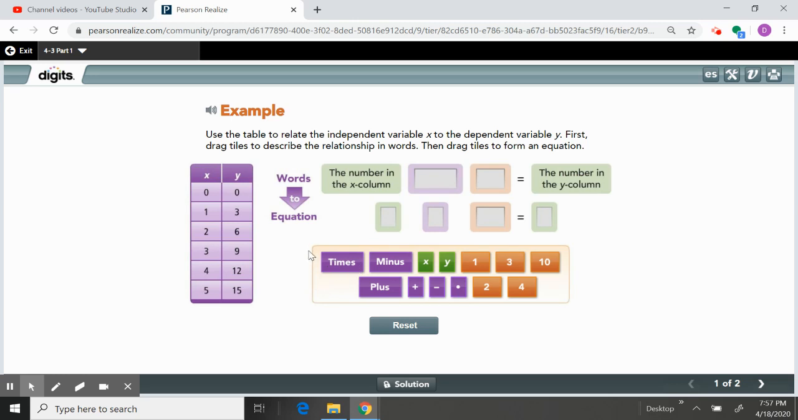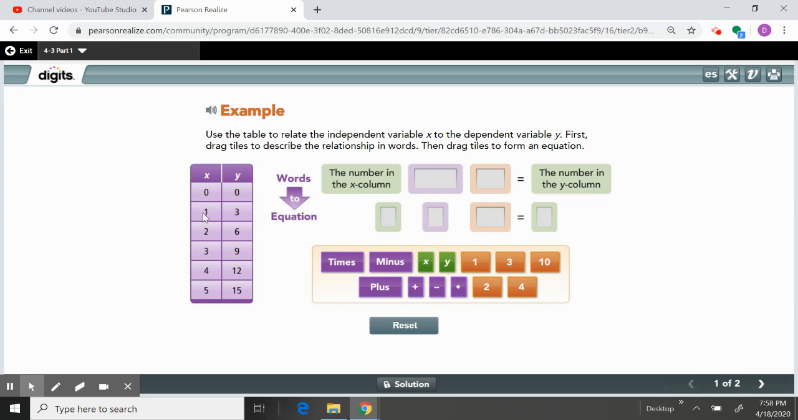All right, and here we go. So x to y. Remember, what we do each time has to be true. It can't just be true one time. It has to be true each time. So when we read them across in pairs: when x is 0, y is 0. When x is 1, y is 3. When x is 2, y is 6, and so forth.